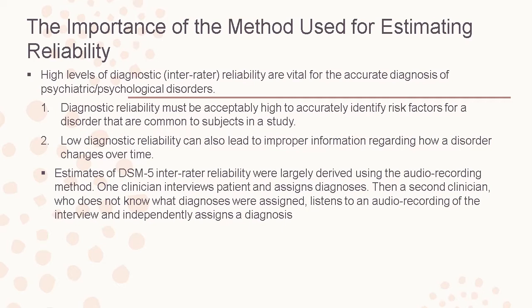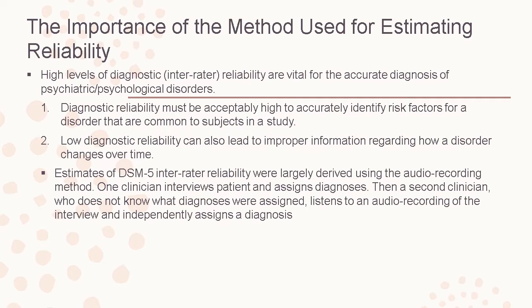High levels of diagnostic inter-rater reliability are vital for the accurate diagnosis of psychiatric and psychological disorders. First, diagnostic reliability must be acceptably high to accurately identify risk factors for a disorder that are common to subjects in a study. Second, low diagnostic reliability can also lead to improper information regarding how a disorder changes over time.